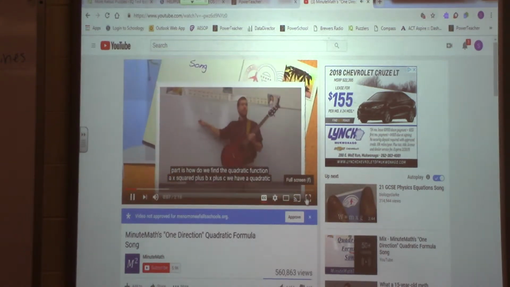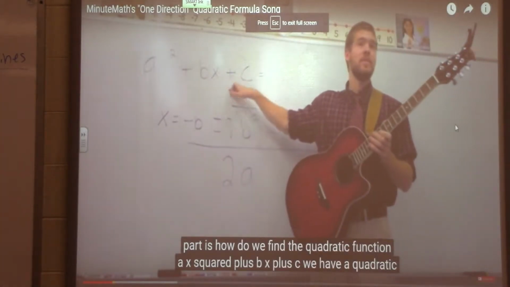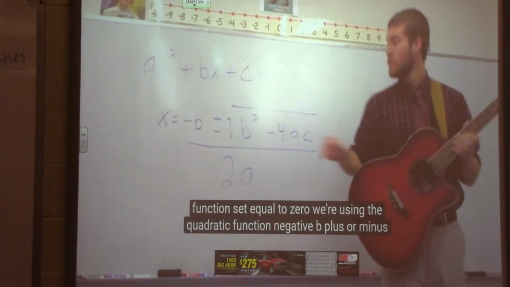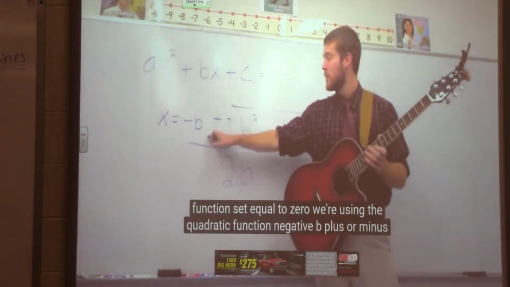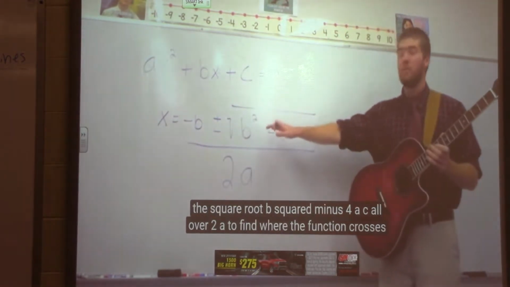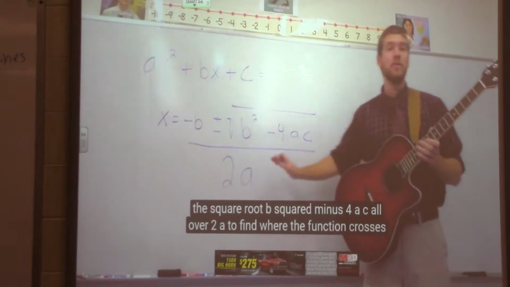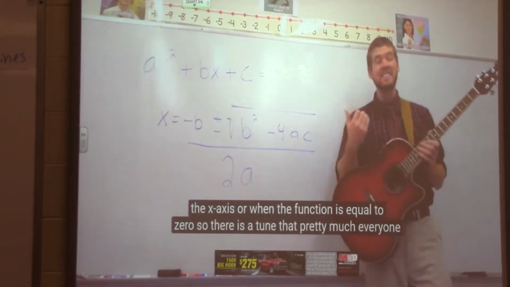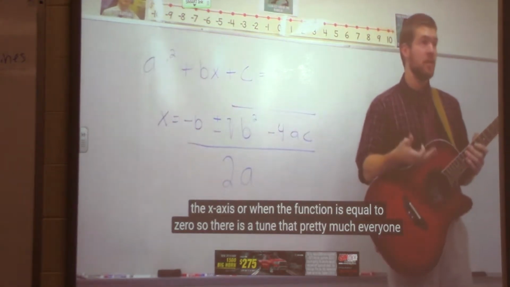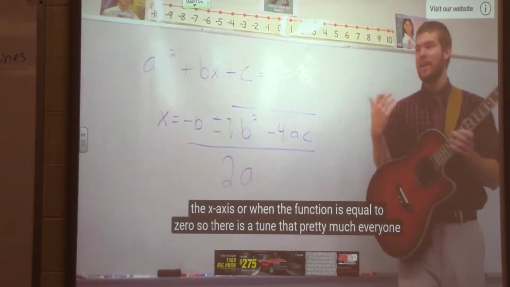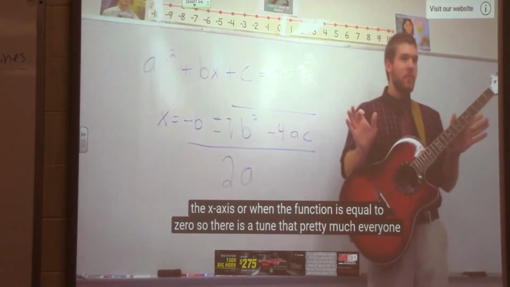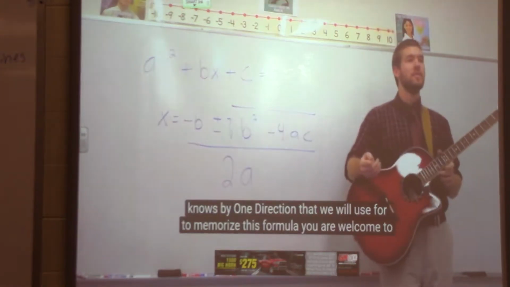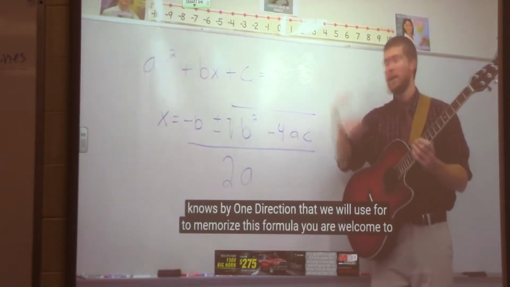Well, this is a different video than I watched yesterday. a squared plus 3x plus c equals 0. We have a quadratic function set equal to 0. We're using the quadratic formula of negative b plus or minus the square root of b squared minus 4ac. Where the function crosses the x-axis or when the function is equal to 0. So there is a term that we will use for this. This is a different one than I showed you yesterday.